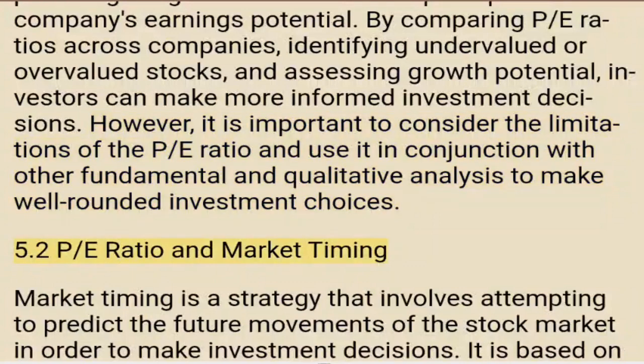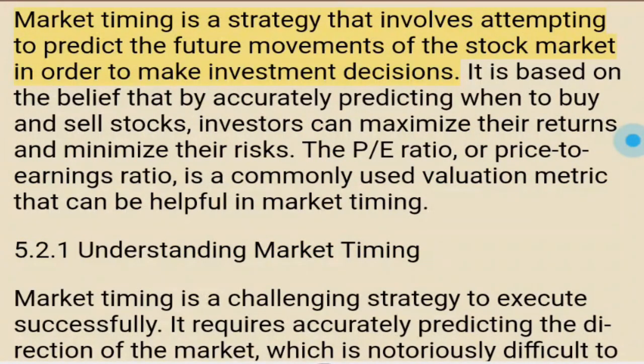5.2 P/E ratio and market timing. Market timing is a strategy that involves attempting to predict the future movements of the stock market in order to make investment decisions. It is based on the belief that by accurately predicting when to buy and sell stocks, investors can maximize their returns and minimize their risks. The P/E ratio, or price-to-earnings ratio, is a commonly used valuation metric that can be helpful in market timing.